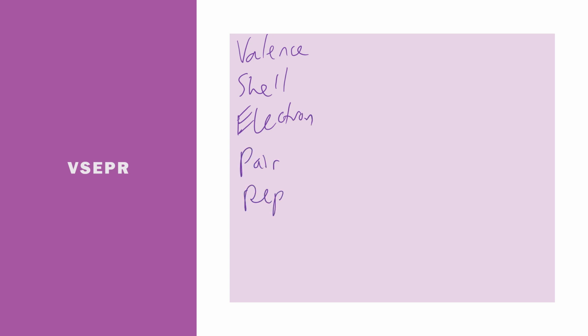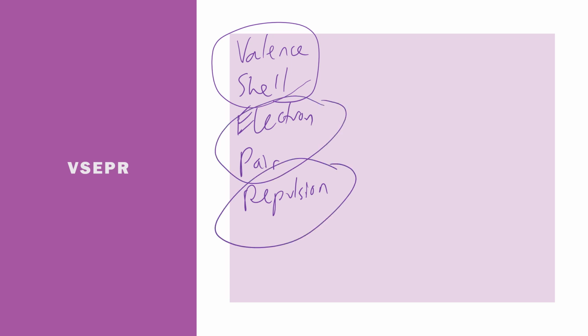So VSEPR stands for valence shell electron pair repulsion. You can break that down into a couple of statements there. Valence shell, so the outermost, electron pairs repel each other. Right, so it's VSEPR theory.